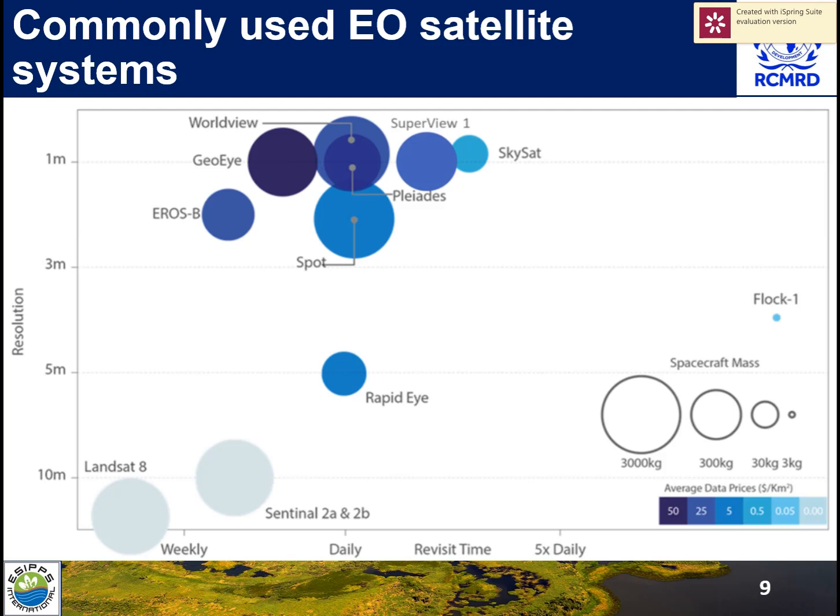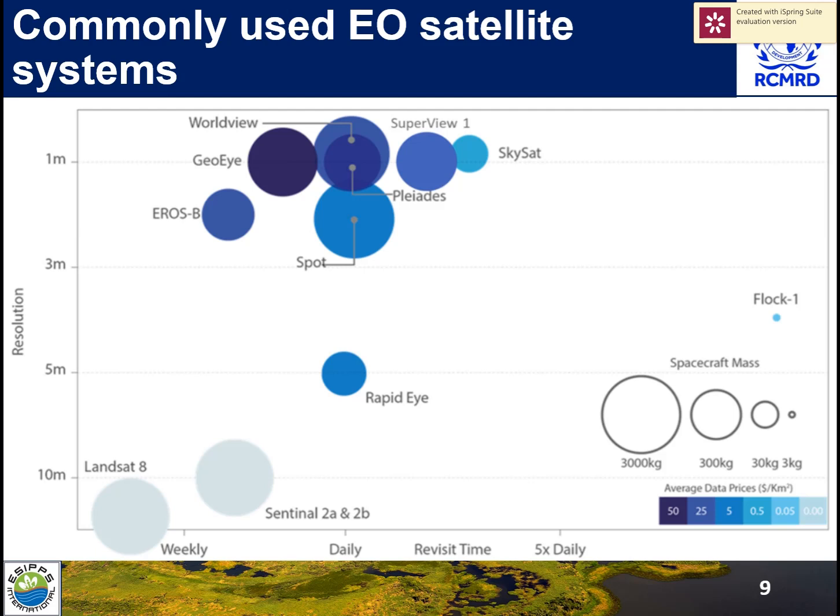So we have a range from 3,000 kilograms to 3 kilograms. At the lowermost right-hand corner, you'll see the average data prices in dollar per square kilometer. So understanding that legend, let's go back and understand the different commonly used Earth observation satellite systems.